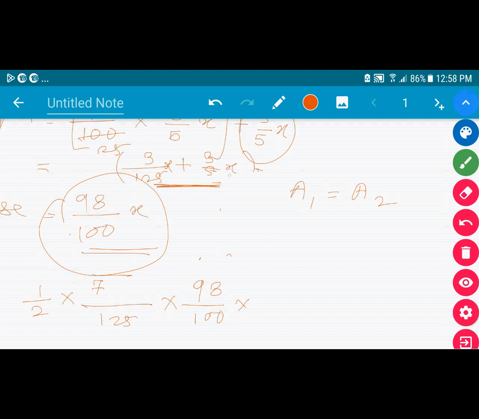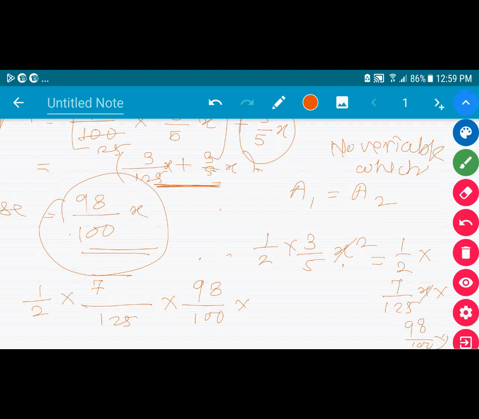So the first area is 1/2 into 3/5 x square, and the second area is 1/2 into 7/125 x into 98/100 x. So x and this x square from both sides will get cancelled. So there is no variable whose value we have to determine. So this answer cannot be determined.